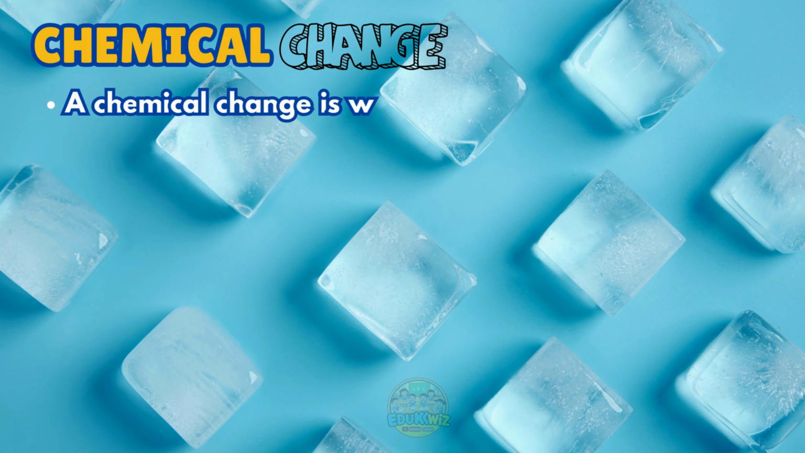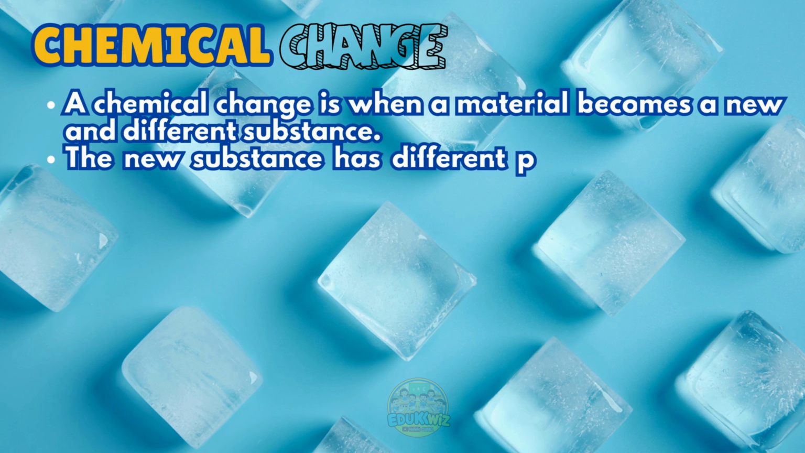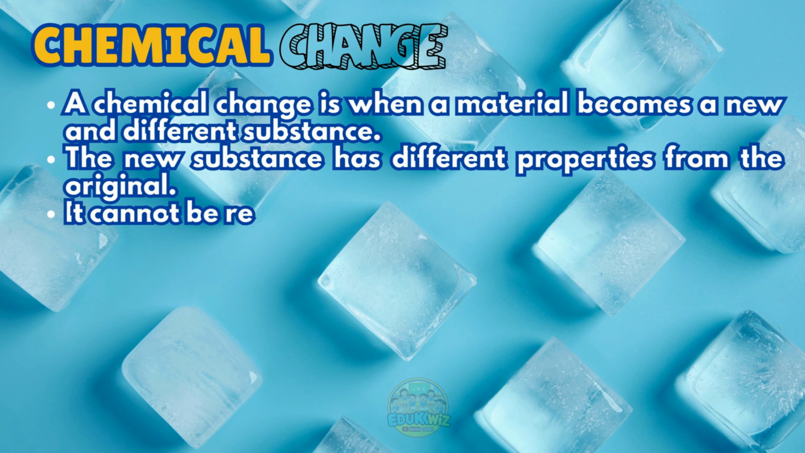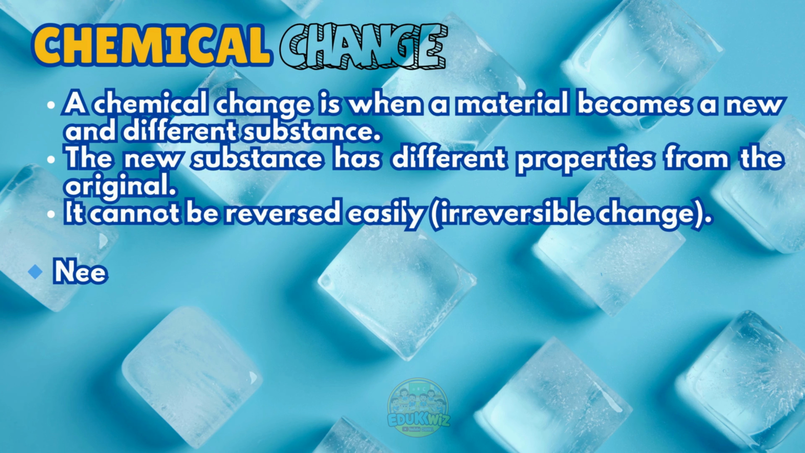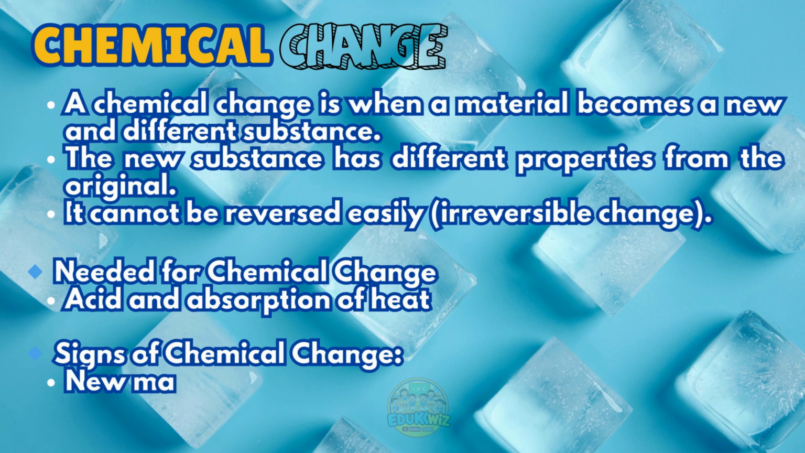And now let's talk about something amazing called a chemical change. It's when a material or its properties change and becomes something totally new. Acids and absorption of heat are two factors needed for chemical change to occur. Unlike physical change, where the object just looks or feels different, in a chemical change, the material itself changes, a new substance is formed. You can't change it back to how it was before.